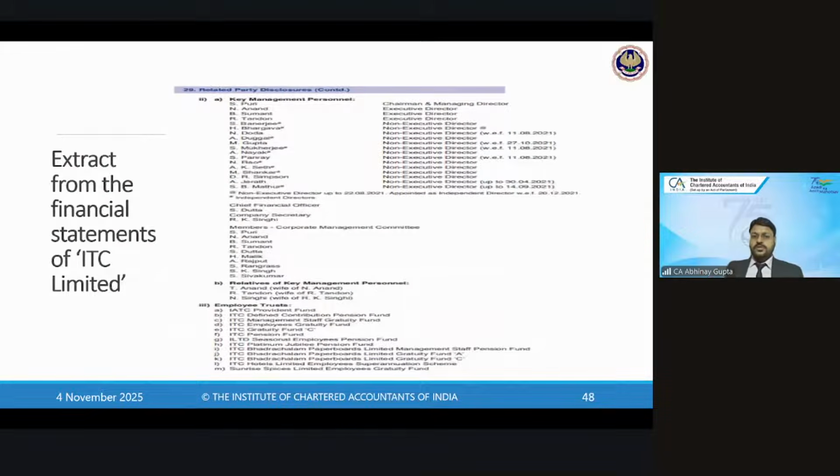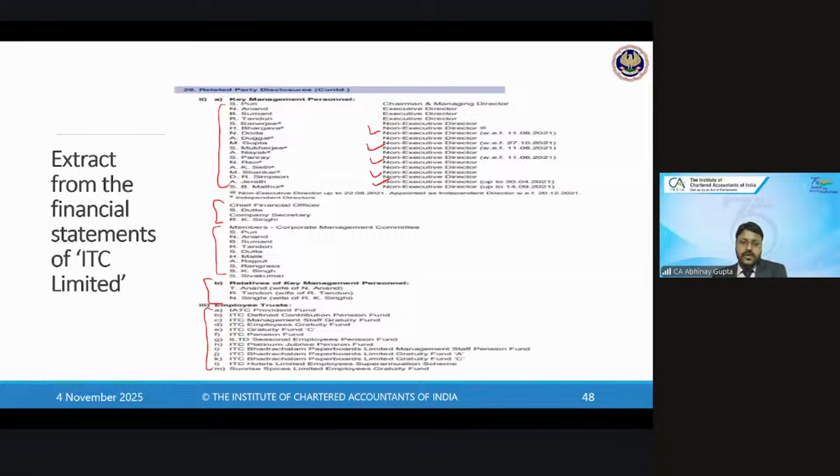So this is the sample disclosure which I have brought in here for your quick handy reference from the published annual report of a listed company, ITC Limited, right? So this is how they are disclosing: key management personnel names, right? Their dates, when they were appointed or when they resigned or were released from the company, right? And then the chief financial officer, right? Company secretary, then members of the corporate management committee because they are KMPs, right? And then relatives of those KMPs, right? With whom there might be a transaction, and then employee trusts, right? ESOPs, gratuity plans.